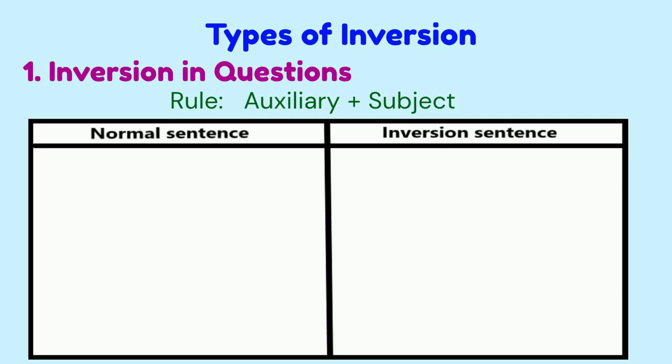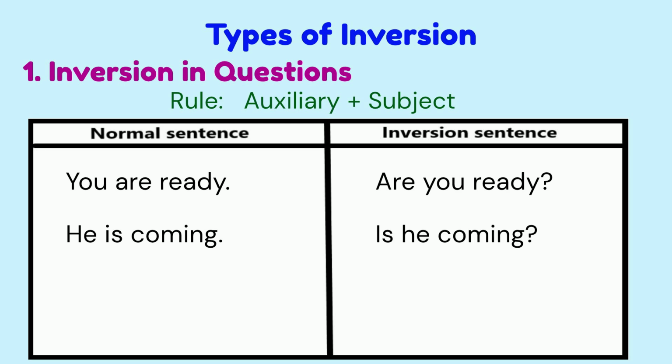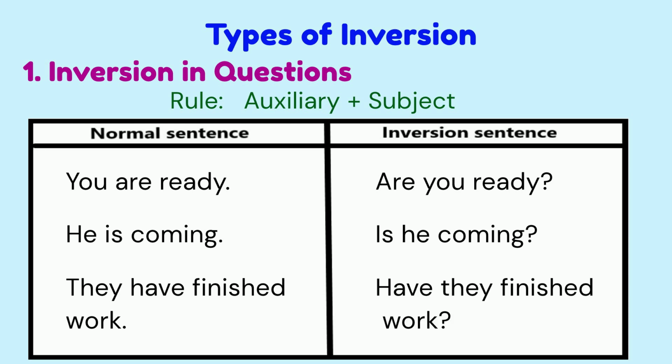Now, let's compare the normal sentence versus inversion sentence. You are ready. Are you ready? He is coming. Is he coming? They have finished work. Have they finished work? As you can see, auxiliary verb comes before the subject, and this is the most simple type of inversion. Let's move towards the next type.